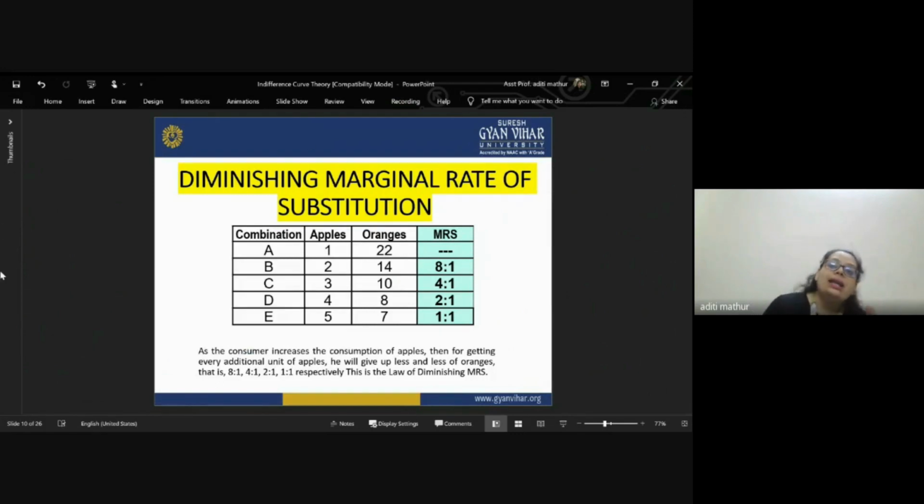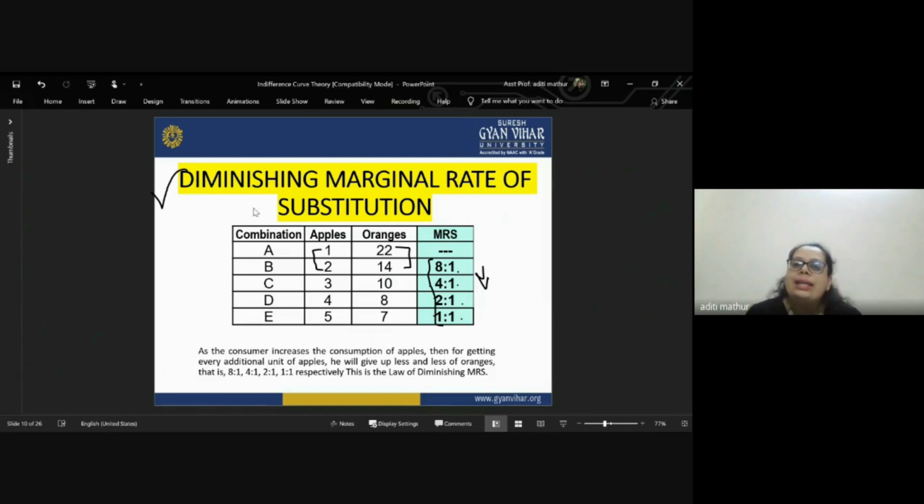So we said that in our indifference curve, we see the diminishing marginal rate of substitution. Let us come back to the same example we were learning, the combinations of apples and oranges, where we had 5 combinations, that is A, B, C, D, and E. So let us calculate your MRS. How do you calculate the MRS? It is change of Y over change of X. So it is 8:1, then 4:1, 2:1, and then 1:1. See, this change is decreasing. That's why it is a diminishing rate of MRS, right?